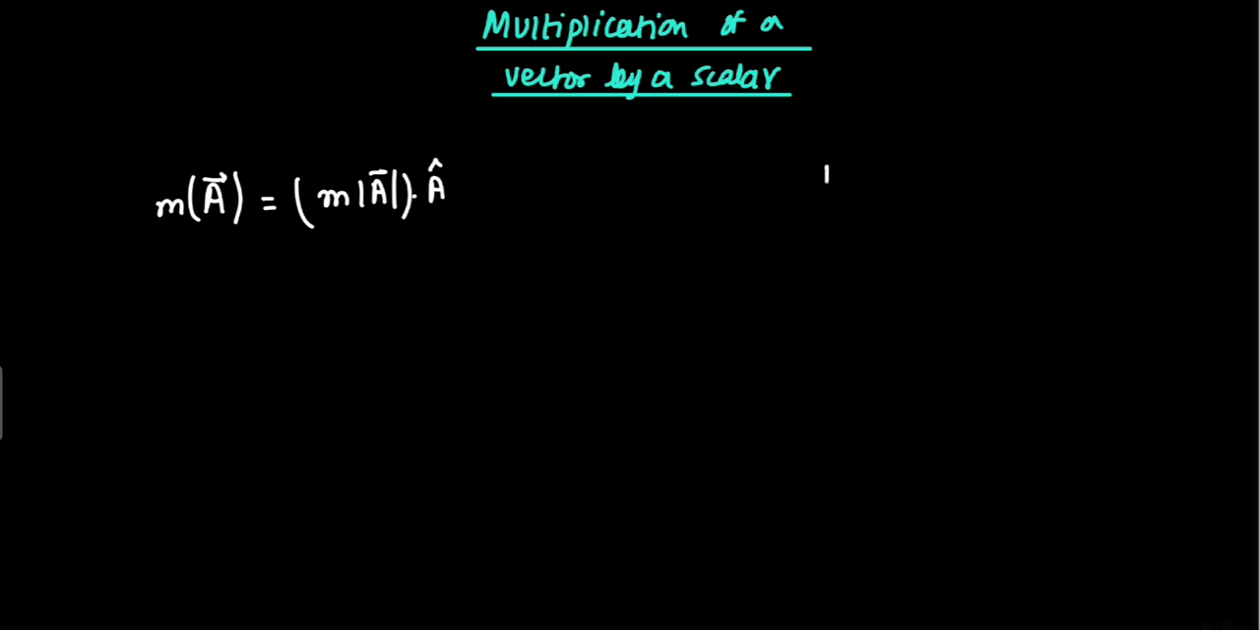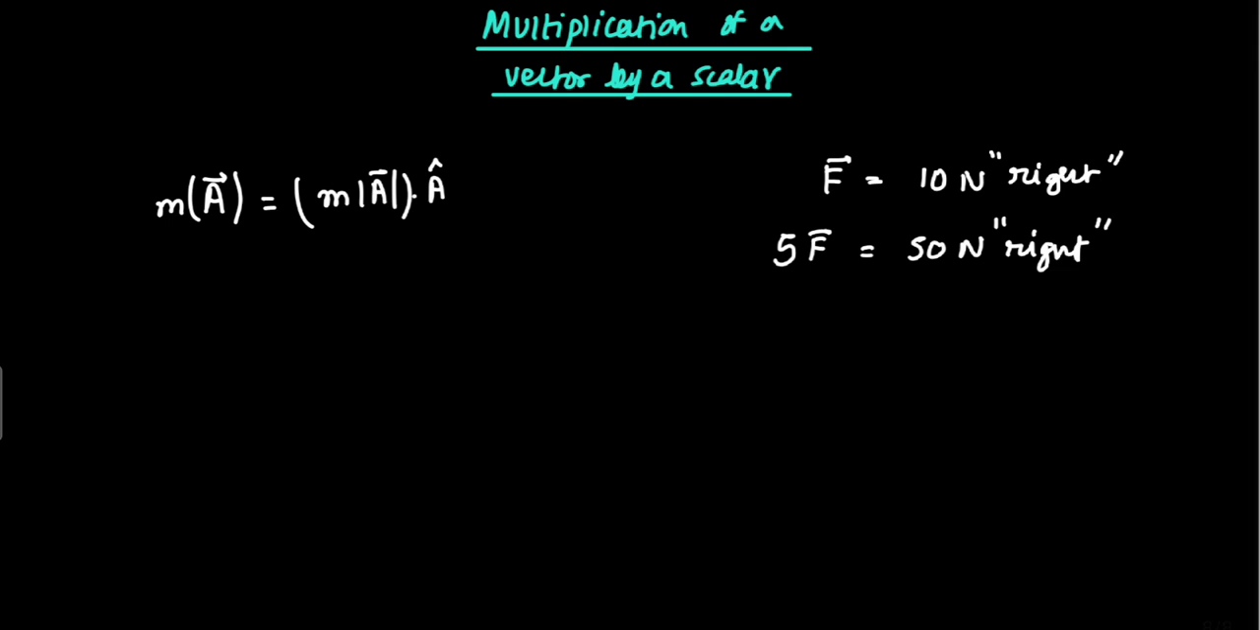So for instance, if you have a force of 10 newtons towards the right, this is a very nice way of specifying a direction right now. Let us say you have a force of 10 newtons towards the right. Then if you multiply this force by 5, then 5F is a 50 newton force towards the right. I'm going to keep the right in double inverted commas because right is not the right way to specify the direction. So that is the example. The magnitude of the force got altered, the direction remained the same.